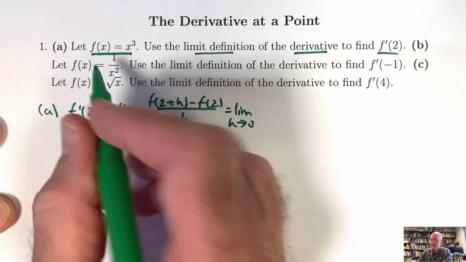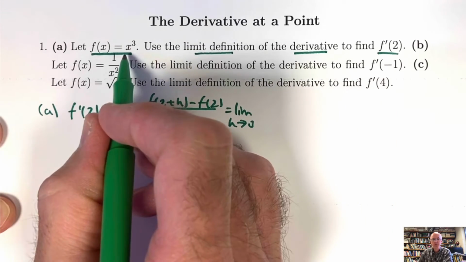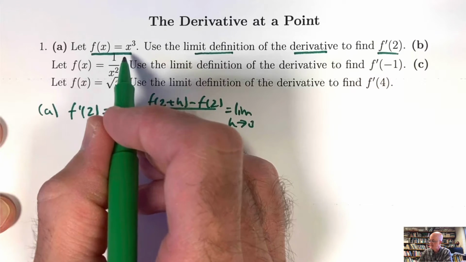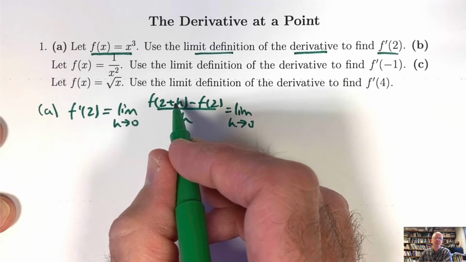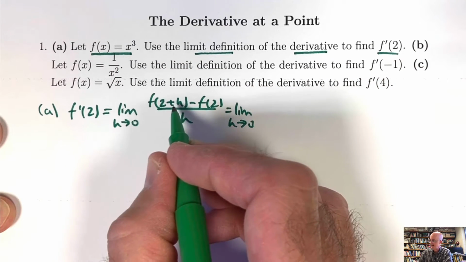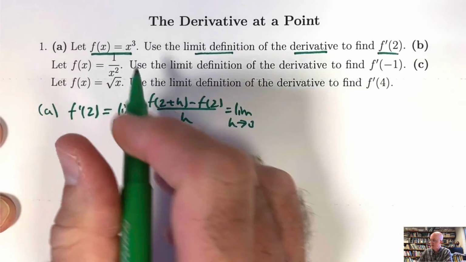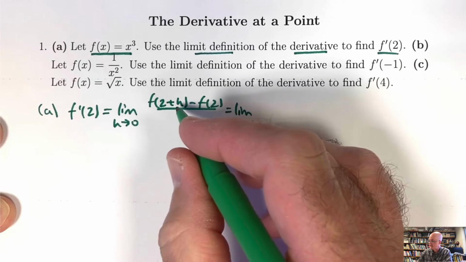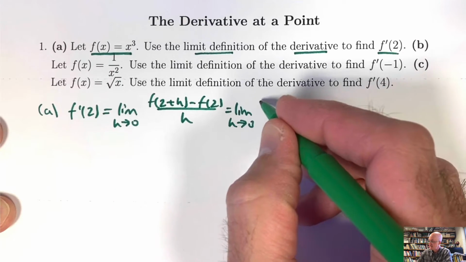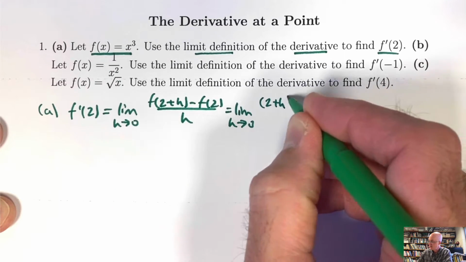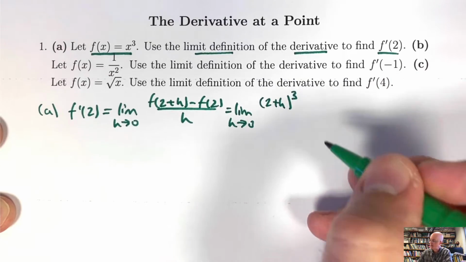f is a function. It's the name of the function. When you see a formula like this, f of x equals x cubed, whatever's inside the parentheses, no matter how complicated it is, gets replaced. You use that to replace x in the expression. So, for example, f of 2 plus h is (2 plus h) quantity cubed. I need to cube that whole thing.